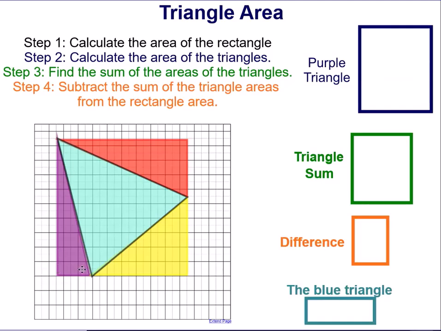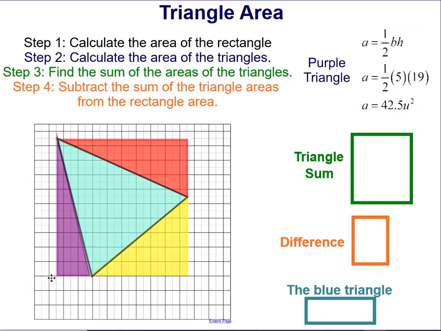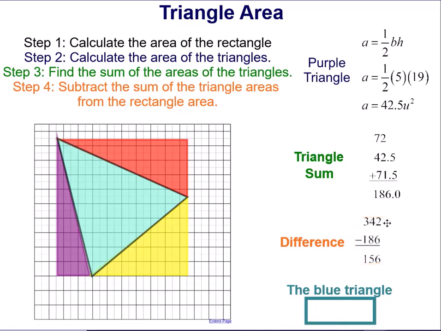Now for the area of this purple triangle on the left-hand side, I would get 1/2. It has a base of 5 and a height of 19. So I calculate it out and get that. So I'm going to add my red, yellow, and purple triangles together. I get 186. I find the difference of the whole rectangle, which was 342 minus 186. I get 156. This 156 units squared is the area of the triangle in the middle.